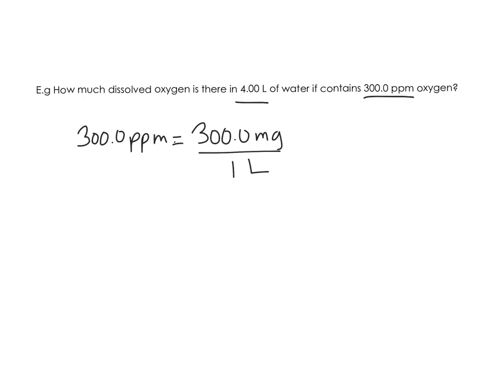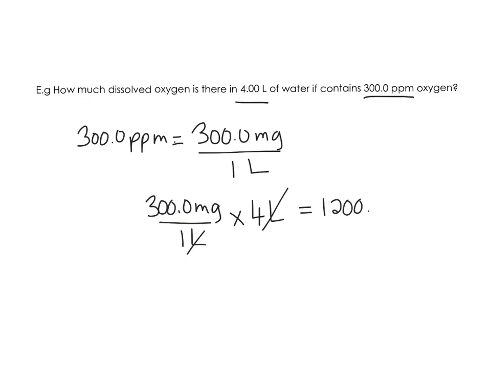So we know that it's 300 milligrams per liter, and that's milligrams of oxygen. And we know we have 4 liters. So if we multiply this by 4 liters, our liters cancel, and we know that we have 1,200 milligrams of oxygen dissolved in 4 liters. So it's pure algebra once you change the units.